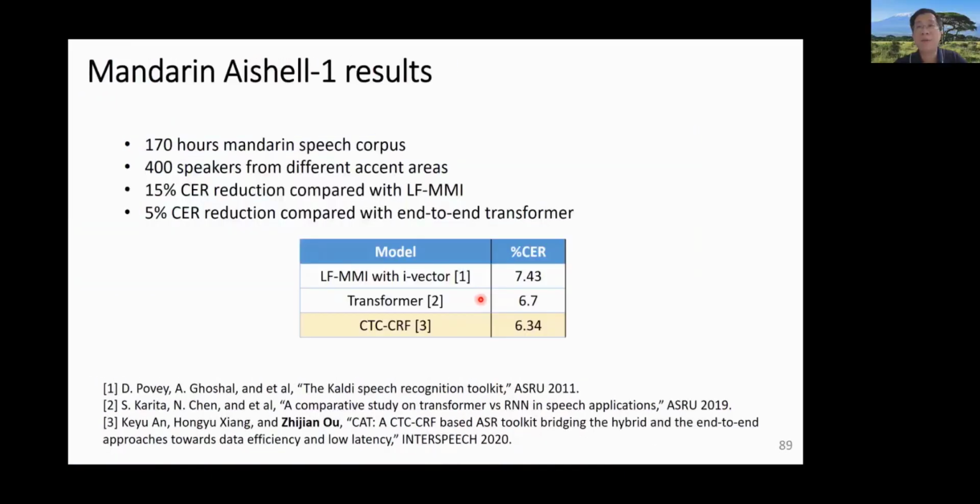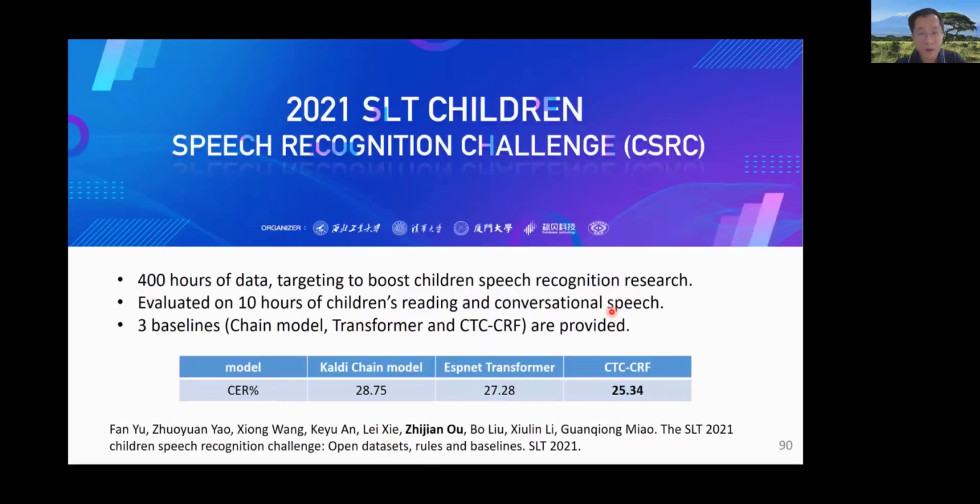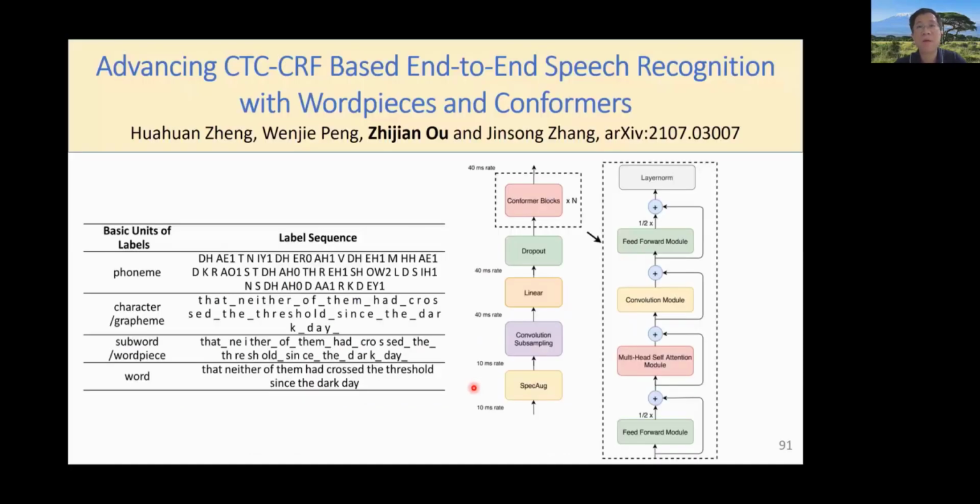And we can also show CTC-CRF achieves better results on AISHELL, a Mandarin dataset, and also on children's speech recognition, outperforming both the Kaldi chain model and the ESPnet transformer model. Previous results are based on BLSTM. Recently, we upgraded the BLSTM neural net to be a Conformer.